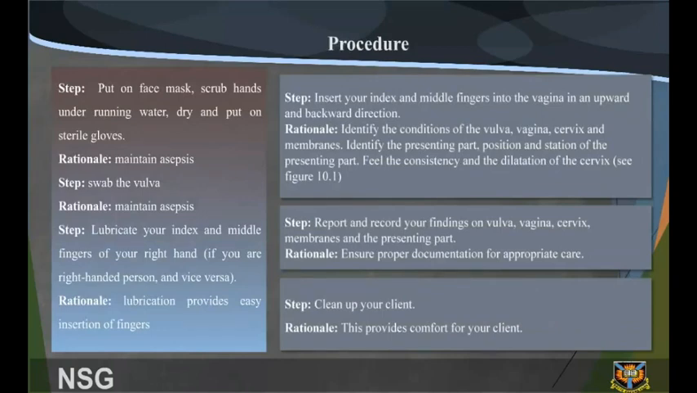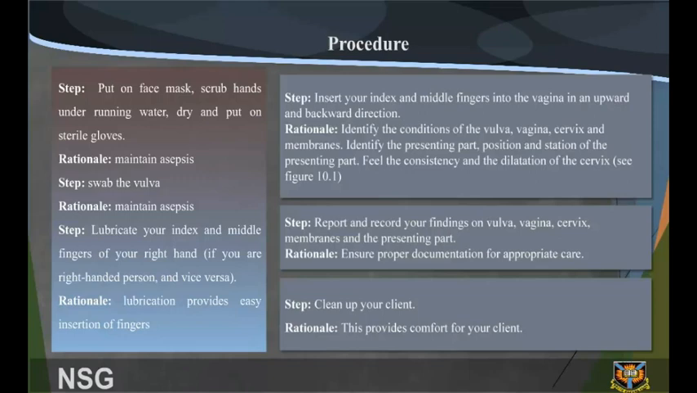Procedure. Put on a face mask, scrub hands under running water, dry and put on sterile gloves, maintain asepsis, swab the vulva, maintain asepsis, and lubricate the index and middle fingers of your right hand if you are right-handed, and vice versa. Lubrication provides easy insertion of fingers. Insert your index and middle fingers into the vagina in an upward and backward direction.